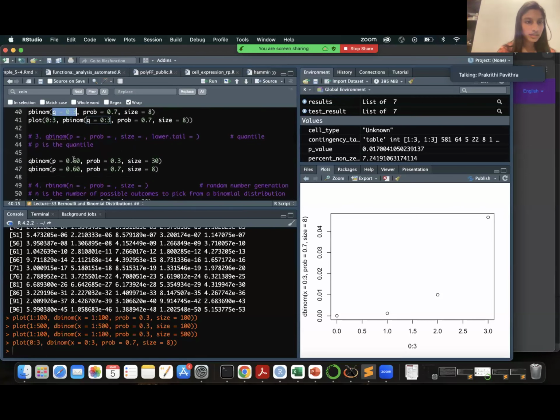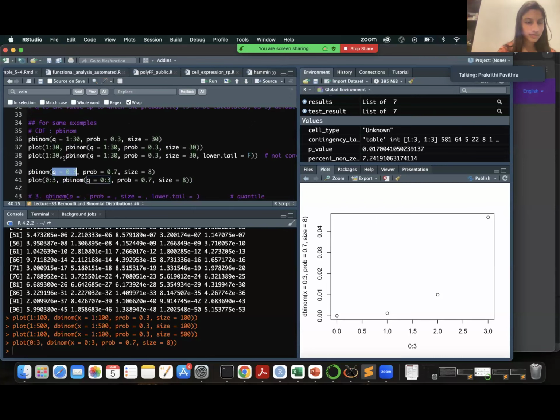What were we doing? We were looking at P binom. So we wanted to plot the CDF. This is like a coin tossing experiment. You toss 3 coins, so the sample space would be 8 outcomes, like head, head, head, head, tail, tail, and such combinations. If it's a fair coin, your probability basically should be 0.5.